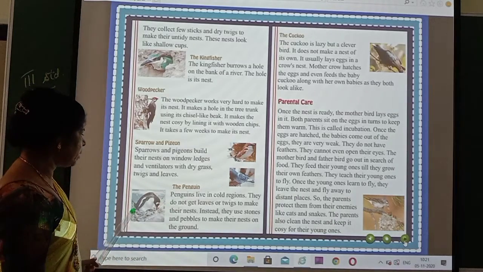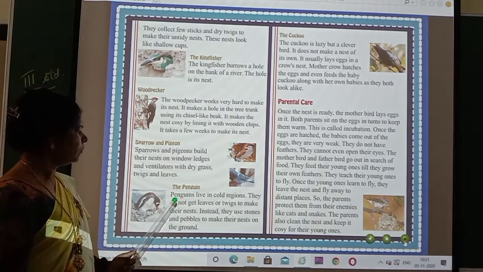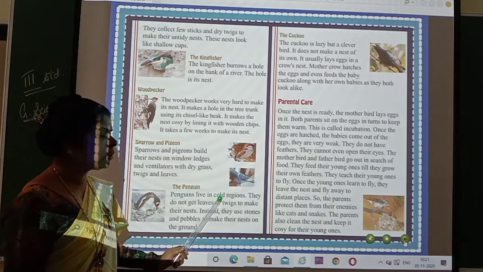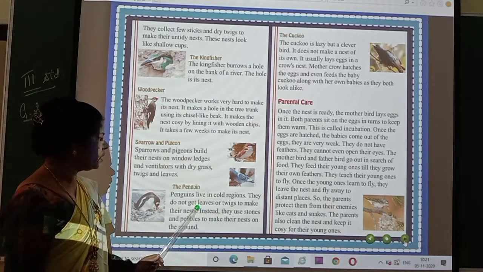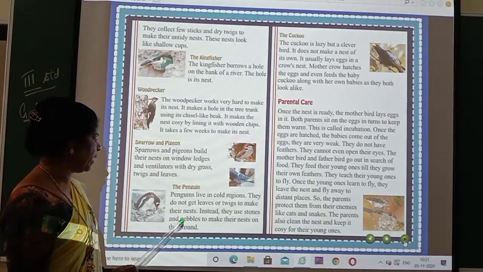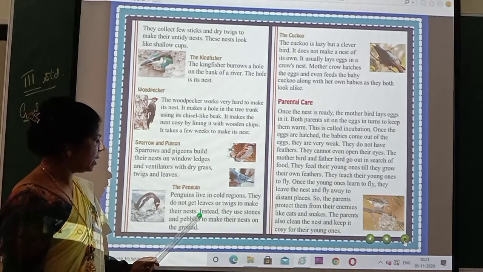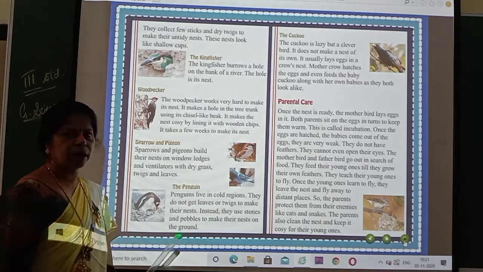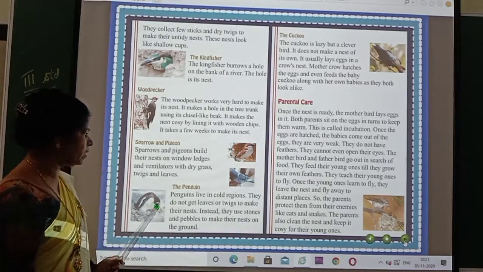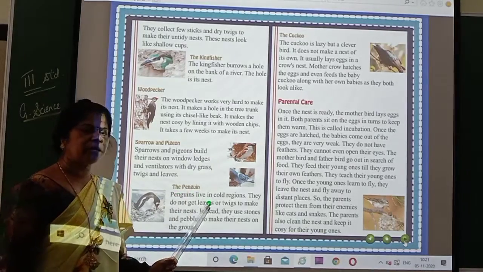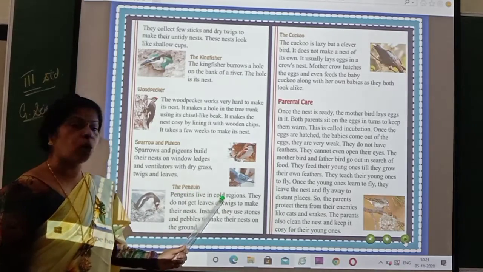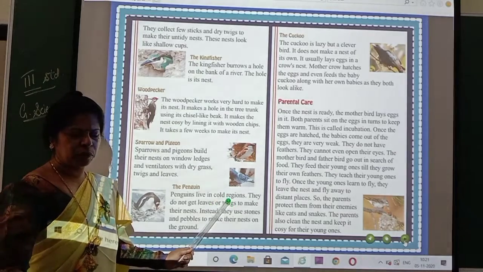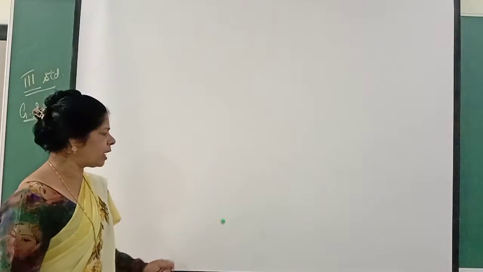Coming to the next one, the penguin. So sparrow over, pigeon over, now we are coming to the penguin. Penguins live in cold regions. They do not get leaves or twigs to make their nest. Instead, they use stones and pebbles to make their nest on the ground. Where are these penguins found? Especially in the polar regions, in the cold regions. They do not get leaves or twigs. Do they get twigs or leaves in the cold areas?